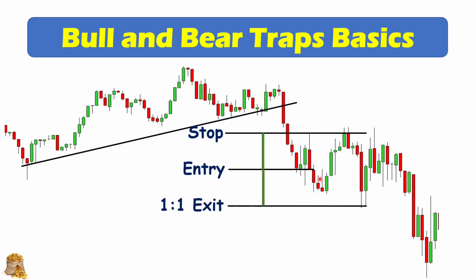Later on, the market didn't hit the profit target here. Instead, it goes up to hit the stop. So this trade becomes a losing trade. So this setup is a bear trap. In this case, the market eventually goes down. However, in other cases, the market can go up.